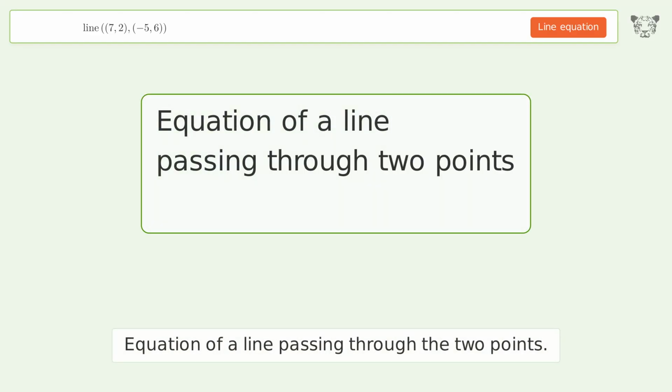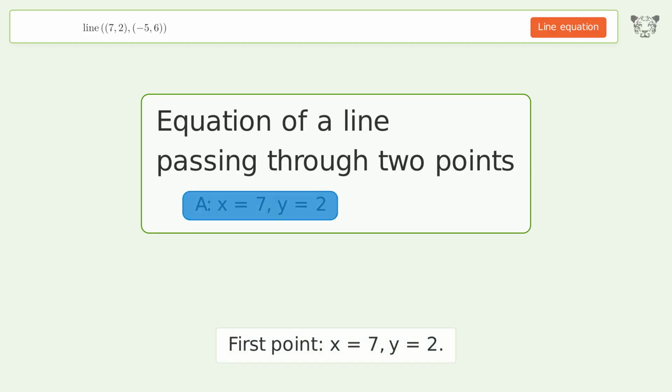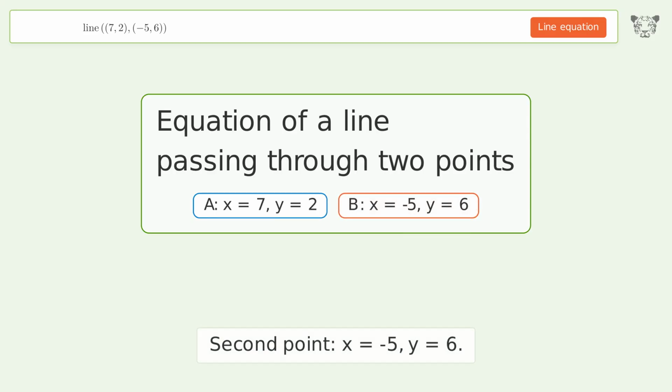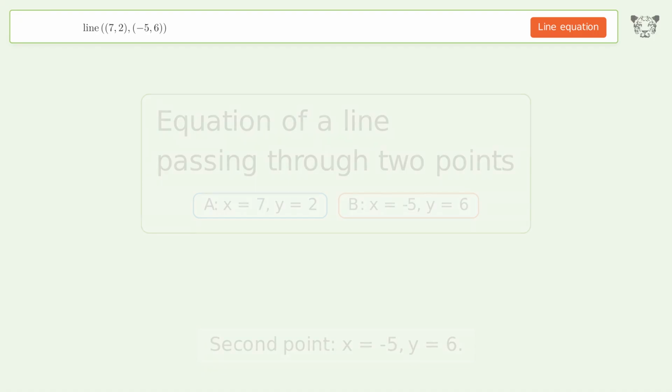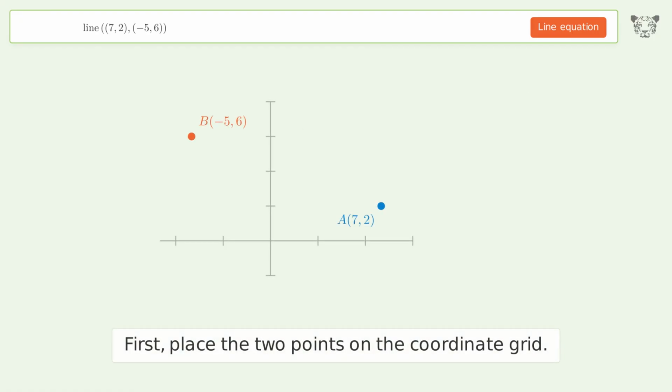Equation of a line passing through 2 points. The first point has x equals 7, and y equals 2. The second point has x equals -5, and y equals 6. First, place the 2 points on the coordinate grid.